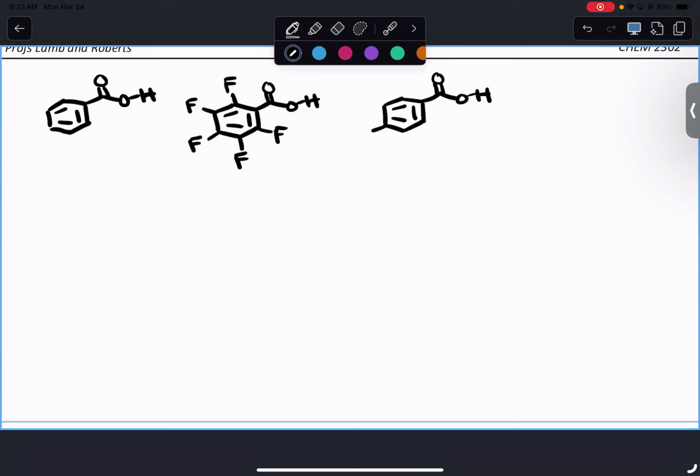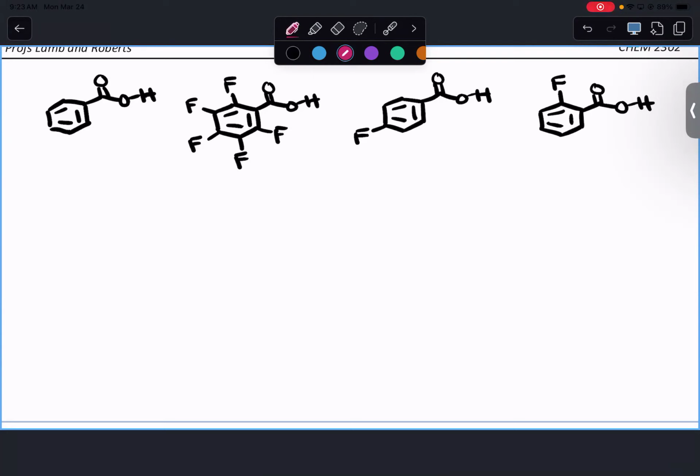We have para-fluorobenzoic acid, and we have ortho-fluorobenzoic acid. So what I like to do when I'm ruling out which of these could potentially be the most acidic is to first identify electron withdrawing groups, okay? And here we have cases where we either have no electron withdrawing groups or we have at least one electron withdrawing group, okay? So let's go and identify what we have.